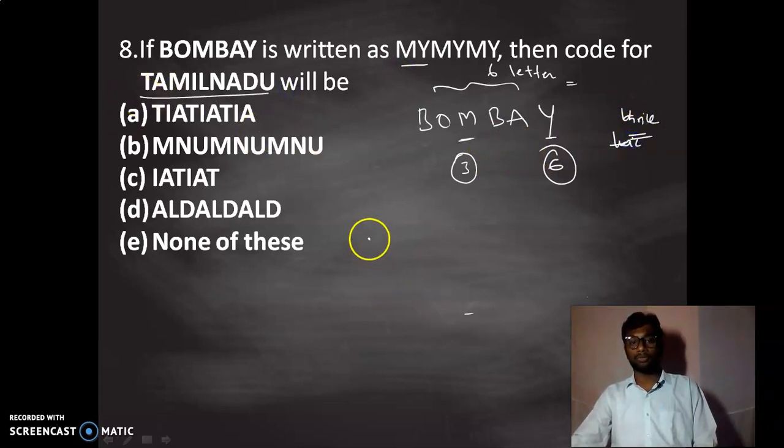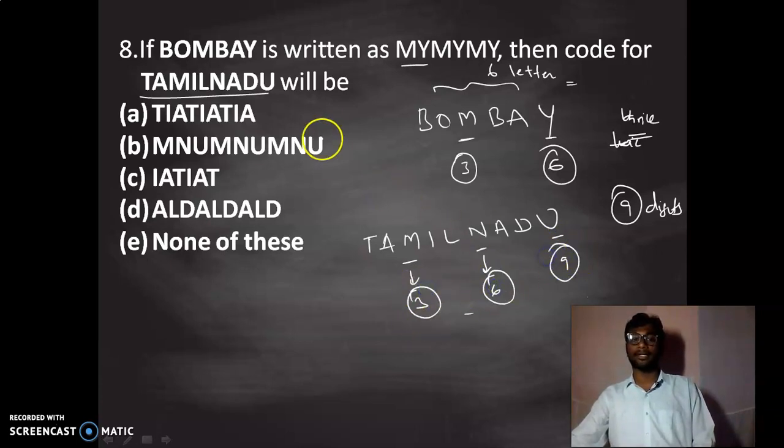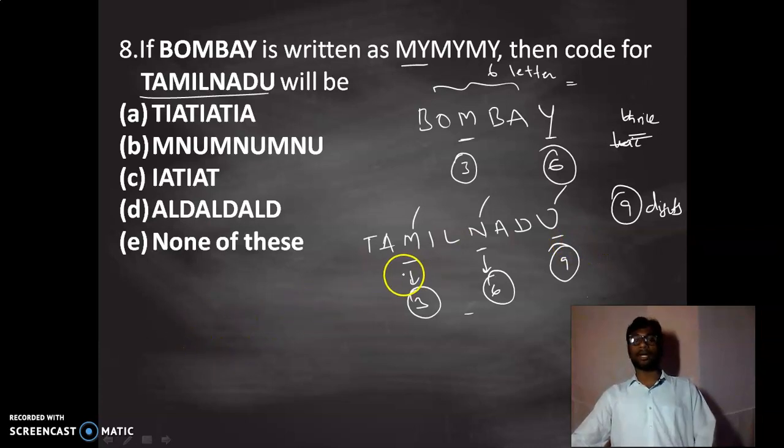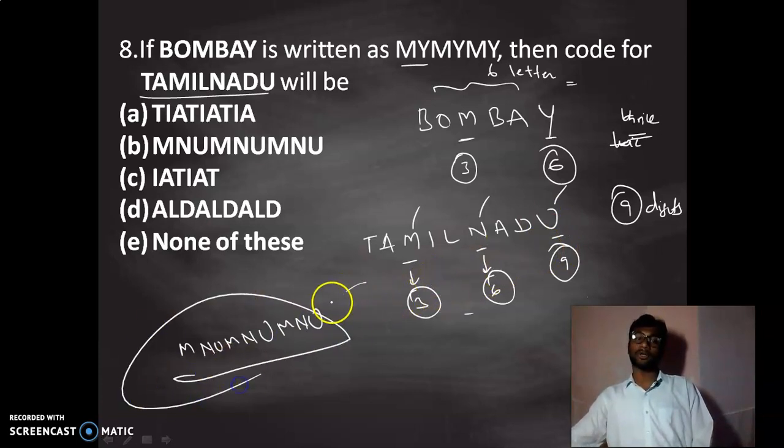Now, Tamil Nadu is 9 letters, isn't it? Now try to understand. It is the third place, 6th, and it is 9. It should repeat twice. Since to get the logic, the third position, 6th position and 9th position should repeat twice. So to get the same logic, the option will be MNU. Yes. Again it is MNU. Repeated thrice, isn't it? So in order to get the logic, it should repeat thrice.